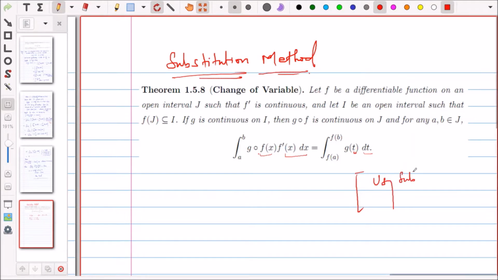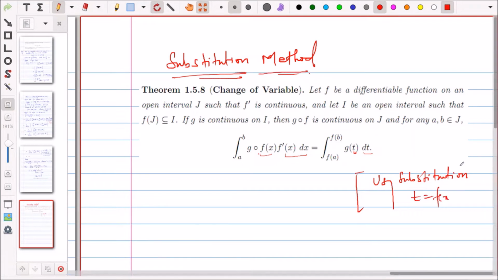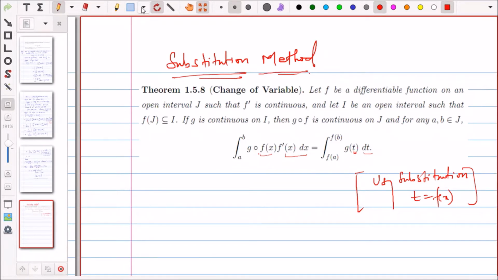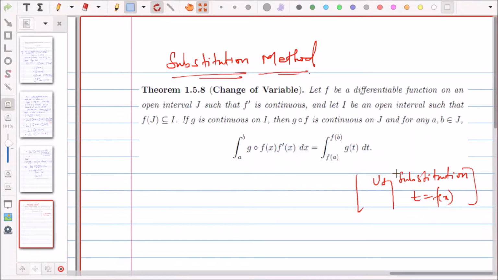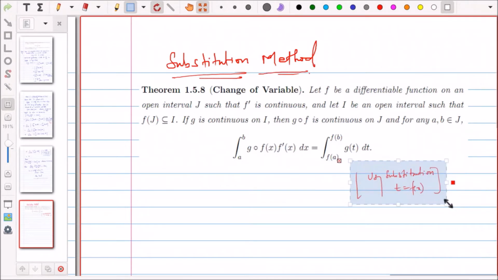Using substitution t equal to f(x), हमें ये फॉर्मूला आ जाता है. ठीक है, इससे ये वाला फॉर्मूला आ जाता है. ठीक है, but we are going to prove it. Is it fine, everyone? Yes, sir. Okay, so let us prove it. इसको ट्राई करते हैं.